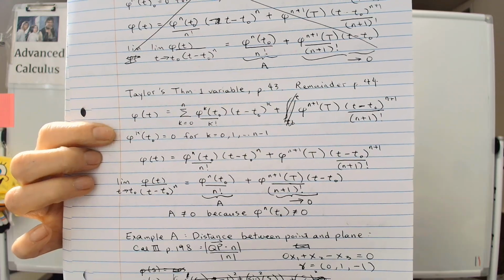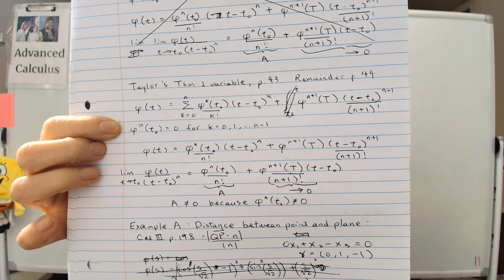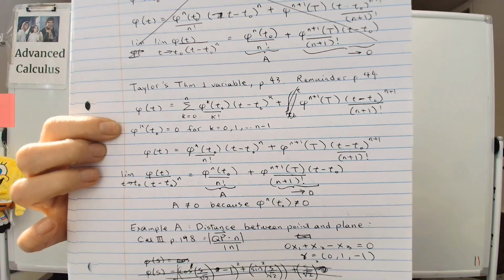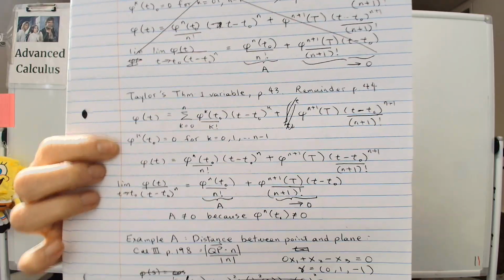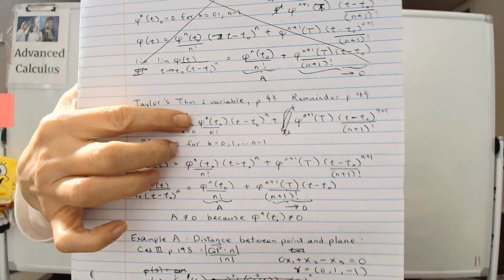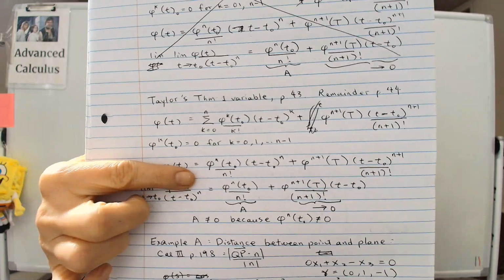Which means phi of k, if phi of t has a zero of order n, that means for anything less than n, phi^(k)(t0) is equal to 0. So in this summation, all the rest of the terms besides n are going to be 0. So we only have one thing left.